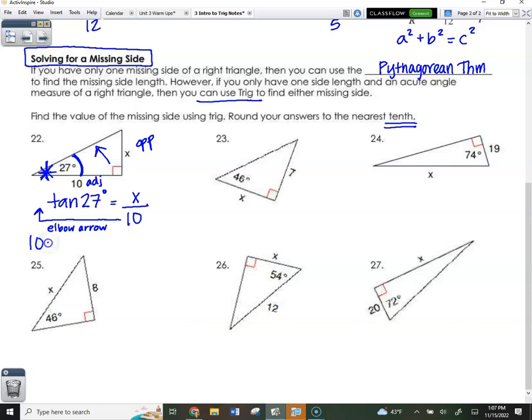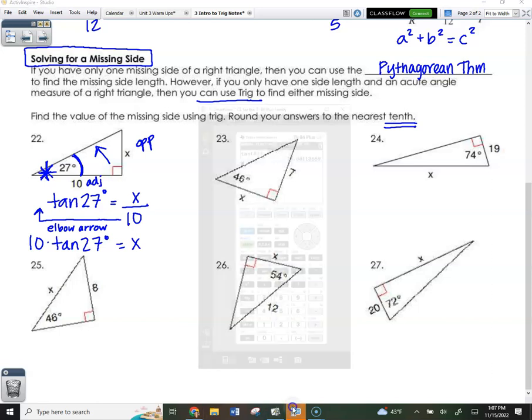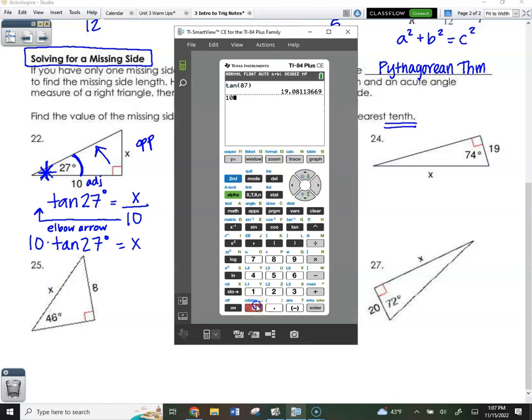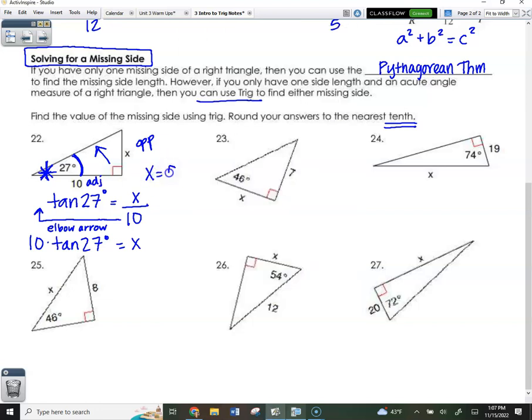So what do you get? You get 10 times tan 27 equals x. Now, is x by itself? Yes, which means you're ready to go to your calculator. So go to your calculator. 10 tan 27. Enter. Now it said go to the nearest tenth. You get 5.1. So x equals 5.1.